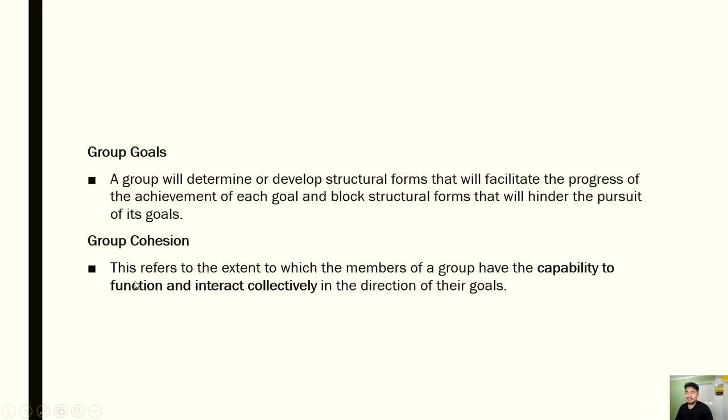This refers to the extent to which members of a group have the capability to function and interact collectively in the direction of the goals. In organizational management, ang cohesion basically means is kailangan magsama-sama yung mga tao. First, there has to be unity. Now, within the group, may certain roles yan. So, may members dun sa grupo na yan at may role at responsibility siya.